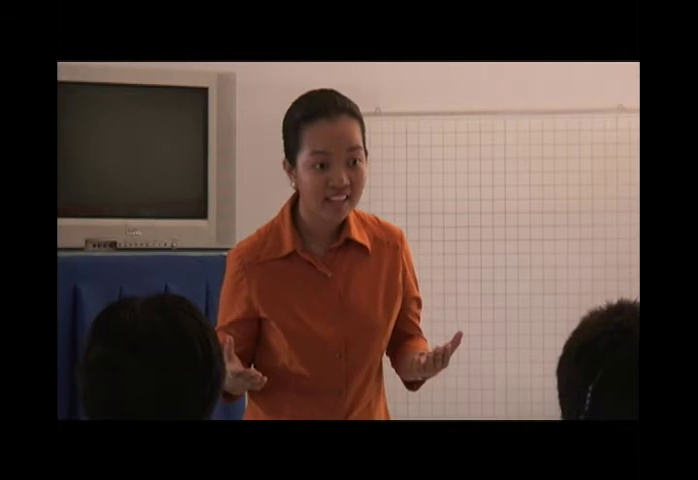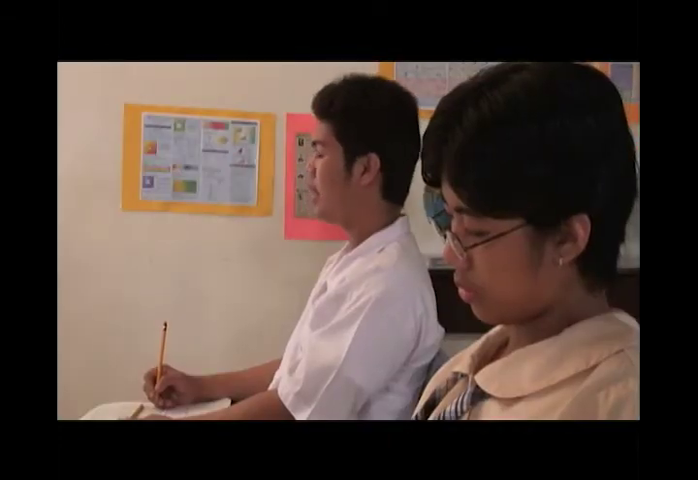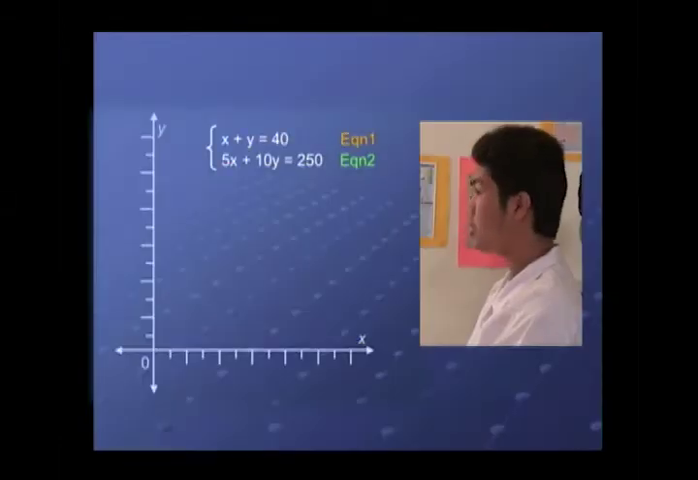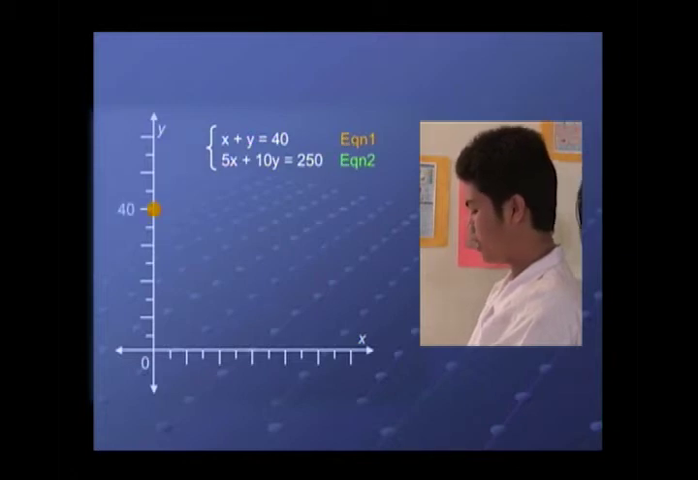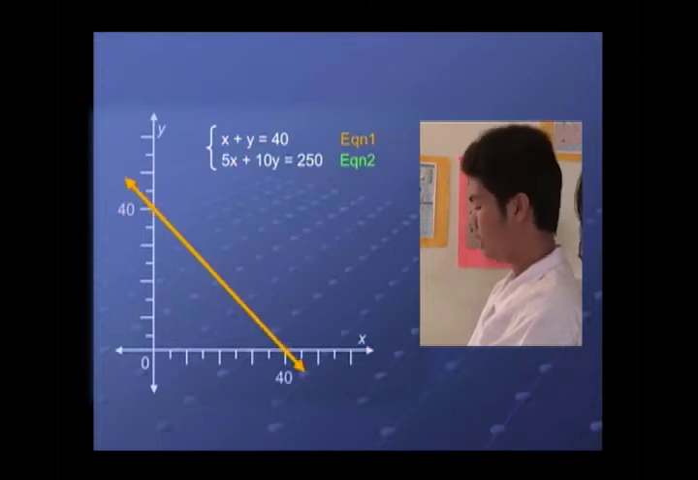How about we try graphing the two equations? That's a good idea. Would anyone like to try? I'll do it, ma'am. Let's see. In the first equation, if X equals 0, Y equals 40. And if Y equals 0, X equals 40. So the line goes this way.